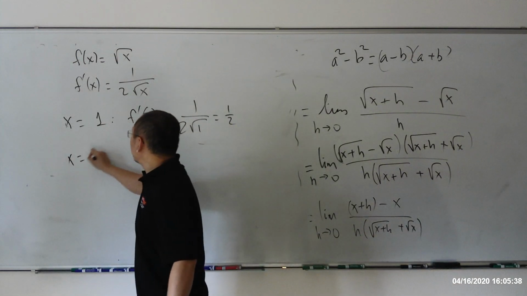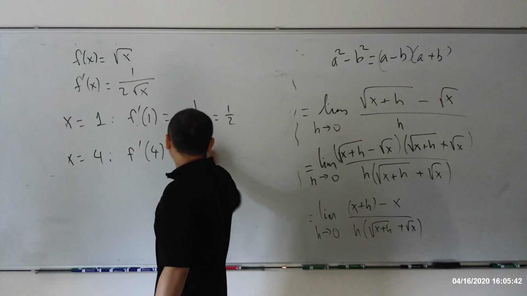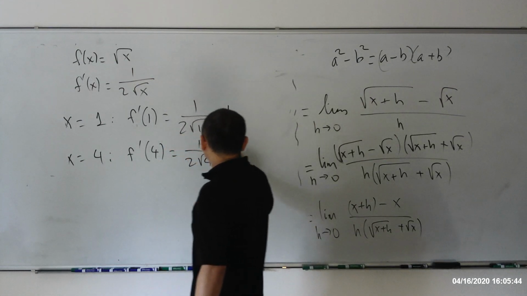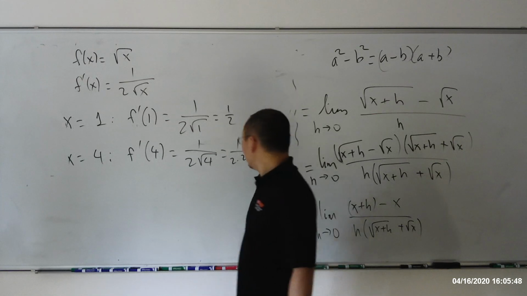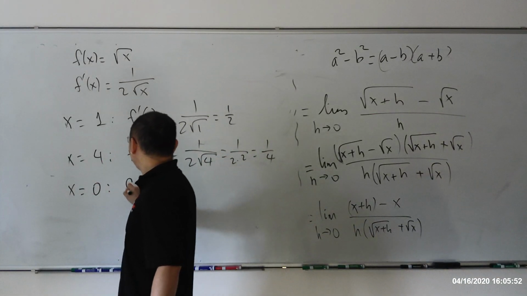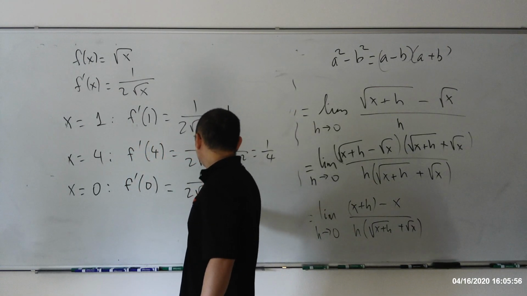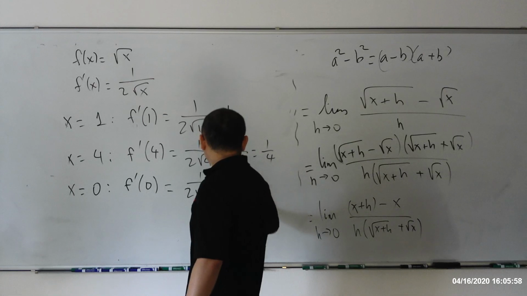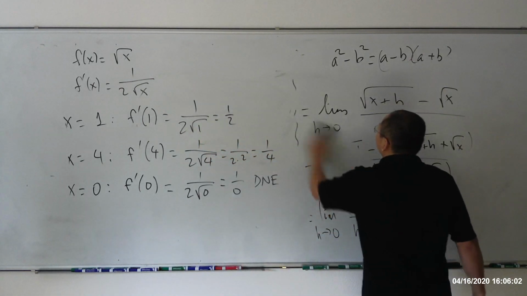Say x equal to 4, then f prime of 4 is equal to 1 over 2 times square root of 4, which is 1 over 2 times 2, which is 1/4. Positive slope, right? What if x equal to 0? F prime of 0 is equal to 1 over 2 times square root of 0, which is 1 over 0, undefined. Why is that?